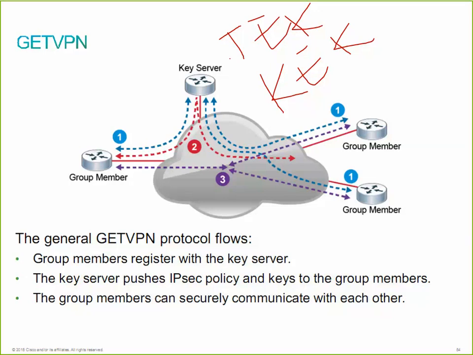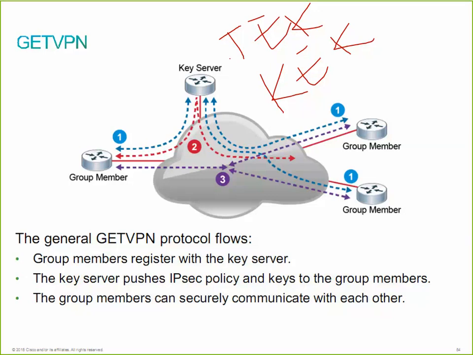These new IPSec SAs are then sent to the group member. Now, if I'm looking at the GETVPN data plane, the group members have all of the necessary IPSec SAs that can protect traffic being sent to the other group members.